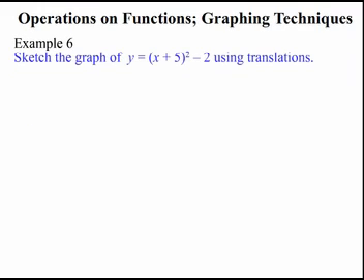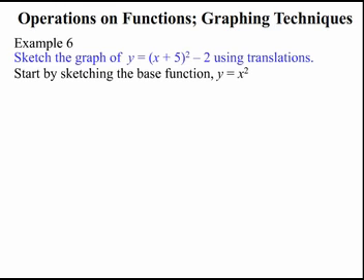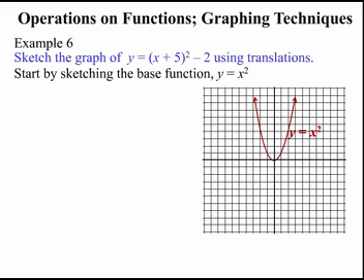All right, example 6, sketch a graph for y equals (x plus 5) squared, subtract 2, using translations. We'll start by graphing the function y equals x squared. Should know this fairly well. Just says vertex at the origin, goes through (1, 1), (2, 4), (negative 1, 1), (negative 2, 4), etc. So draw your sketch.